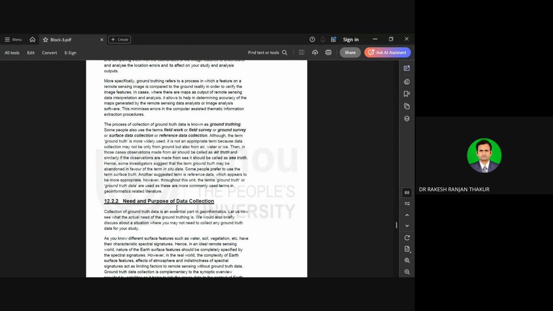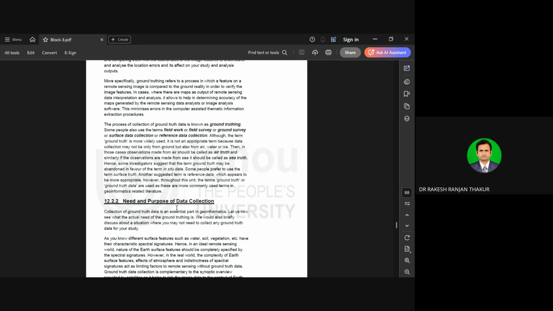Suppose I have classified a particular area as forest area, and my friend or colleague says no, this is not a forest area, it should be scrubland or some degraded forest maybe. In that doubtful case, the good thing is that we need to go to the field and collect the coordinates. When going to the field, we will confirm whether it is a forest area, a degraded land or a scrubland.